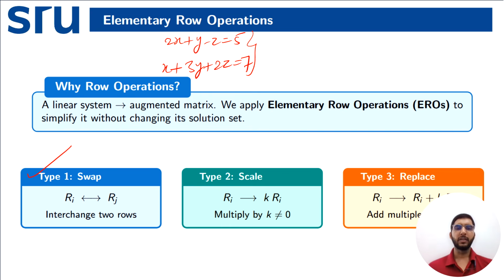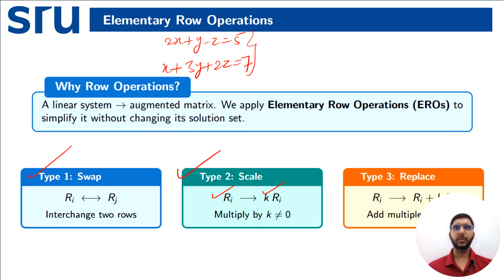Next is row scaling, where we can multiply a row by any non-zero constant, for example, Ri multiplied by k. It doesn't change the solution. This helps us create pivots equal to 1.